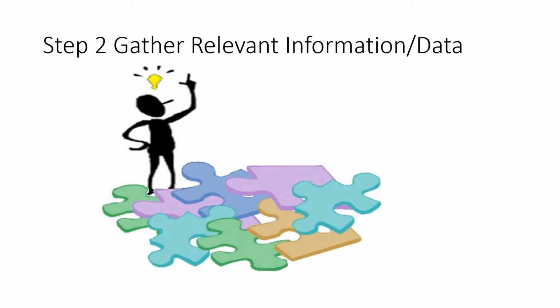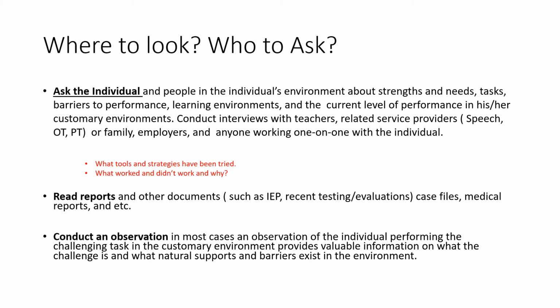Step 2, gather relevant information and data. Where to look, who to ask. Ask the individual and the people in the individual's environment about strengths and the needs and tasks and barriers to performance in learning environments and the current level of performance in the customary environments. Conduct interviews with teachers, service-related providers, family, employers, or anyone working one-on-one with the individual. What tools and strategies have been tried in the past? What worked and didn't work and why?